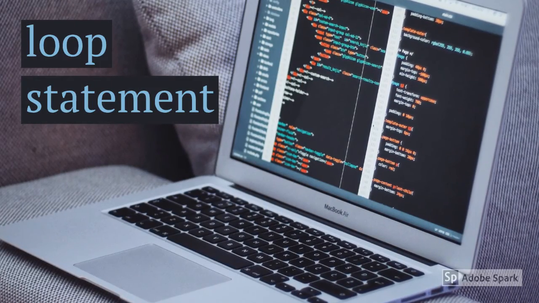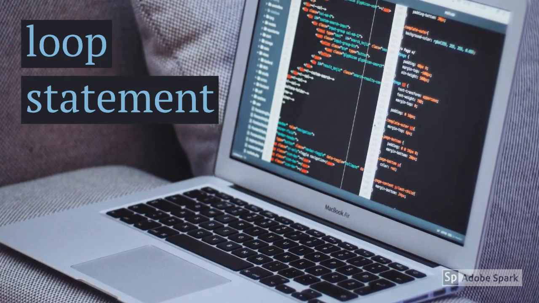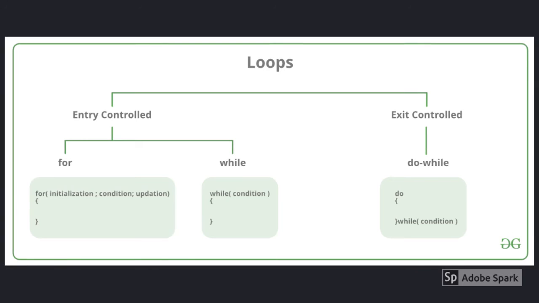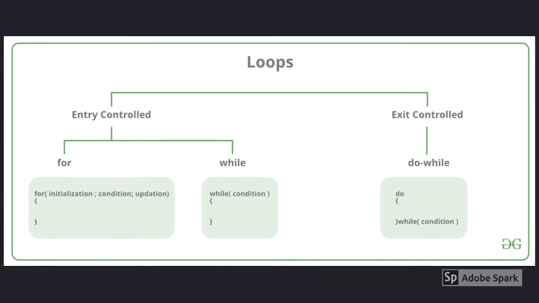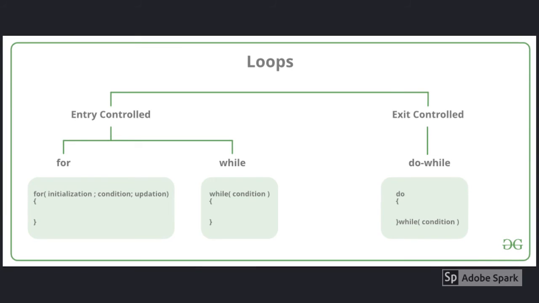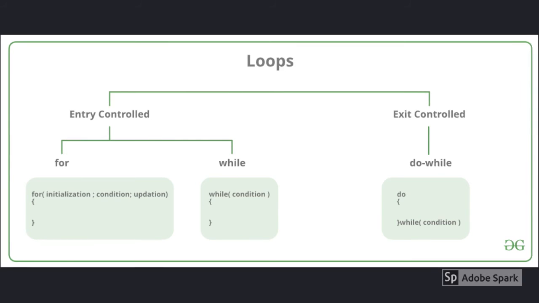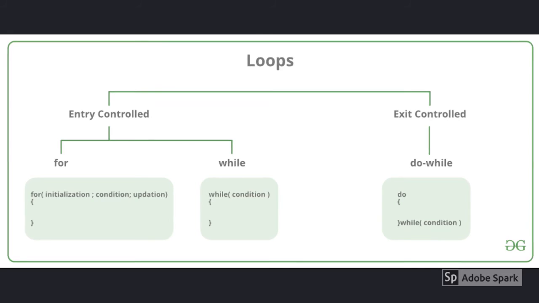Our next discussion is loop statements. In C++, loops come into use when we need to repeatedly execute a block of statements. There are two main types of loops. The first type is the entry-controlled loops. In this type of loop, the test condition is tested before entering the loop body. For loop and while loop are entry-controlled loops.